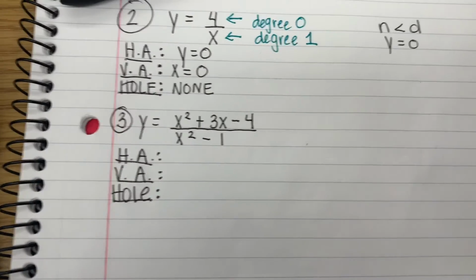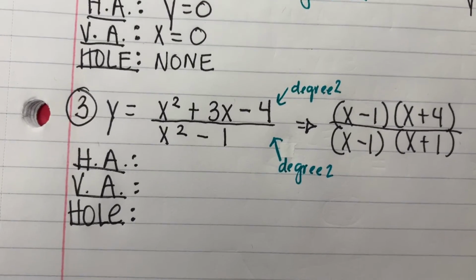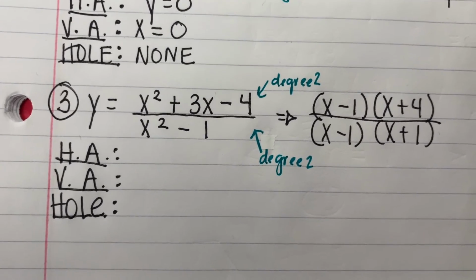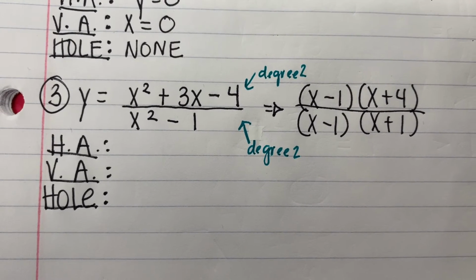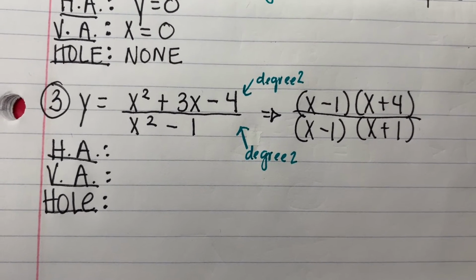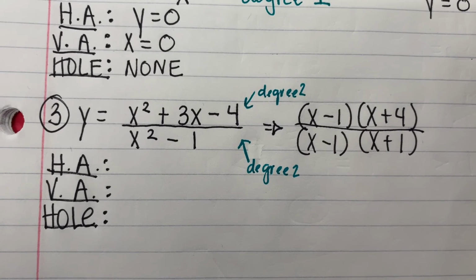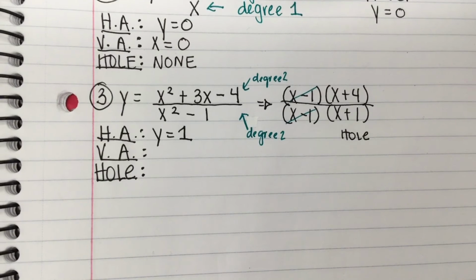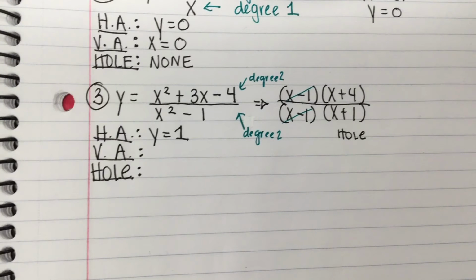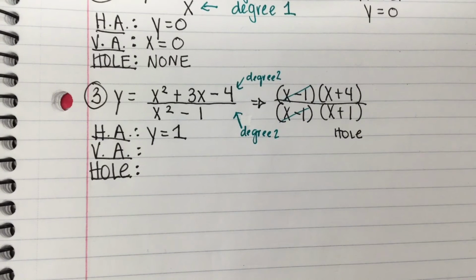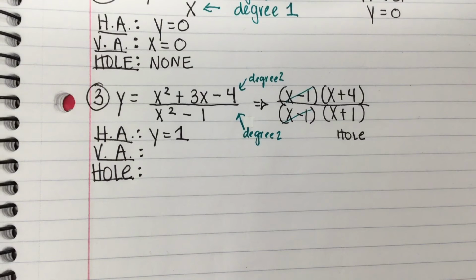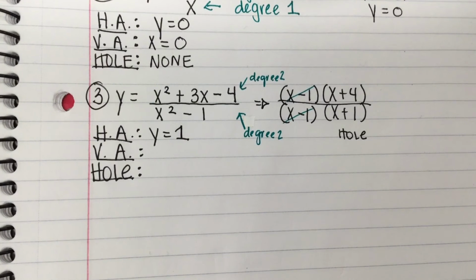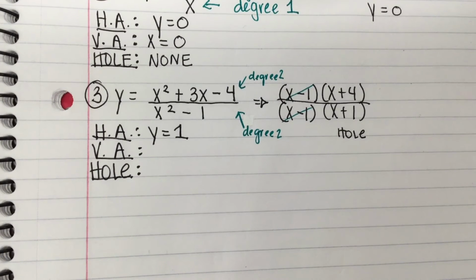You better notice that you can factor the numerator and the denominator here. Both numerator and denominator are degree 2, and this is how they factor. And if you don't know how to factor, you're in the wrong place. Let's go learn how to factor first. So since the degrees of the numerator and denominator are equal, that means our horizontal asymptote is the ratio of our leading coefficients. So here we have 1 over 1 because the leading coefficients in both numerator and denominator are both 1.